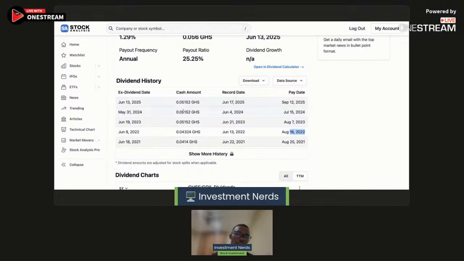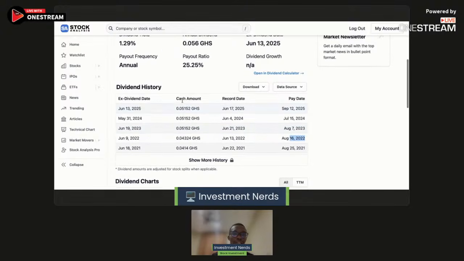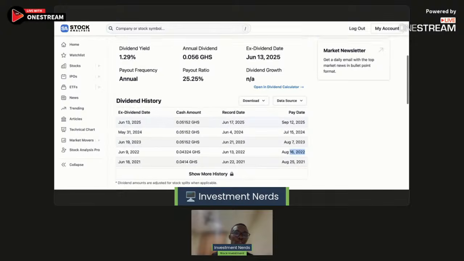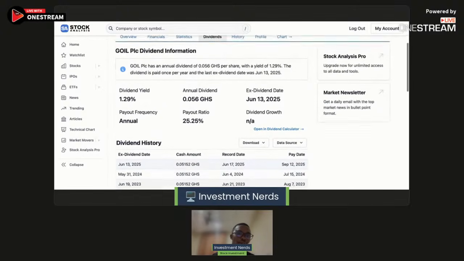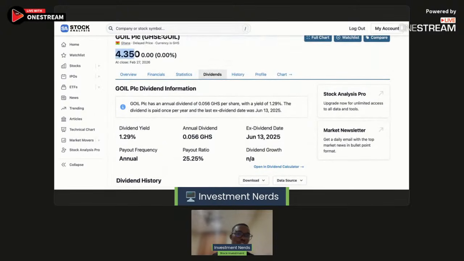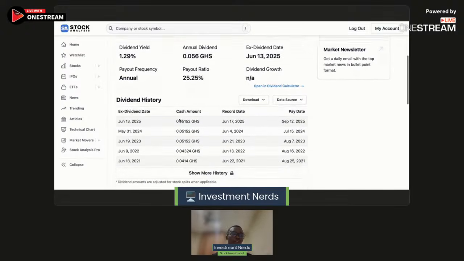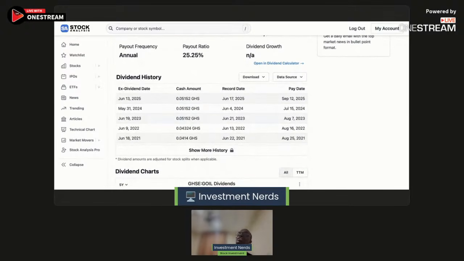Now you can see the amount they've paid. In as much as the amount is small, it's based on the price of the stock, right? The price of the stock has now reached 4 cedis and something. So this is how you check if a company pays dividend or not. You don't need to ask anybody. You can come and check for yourself.